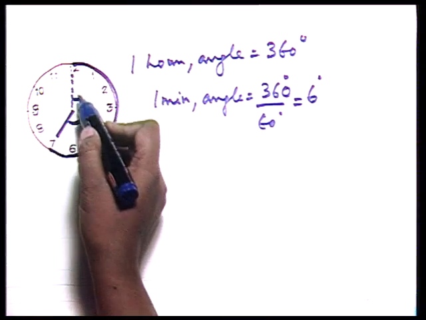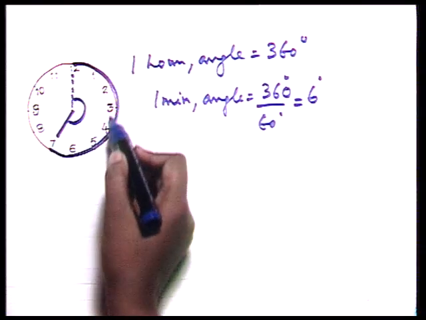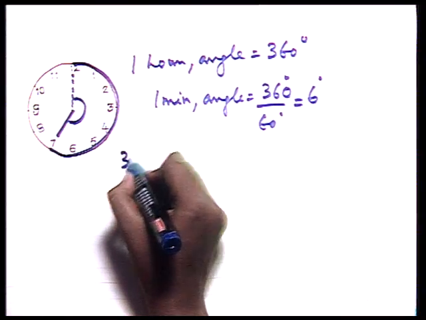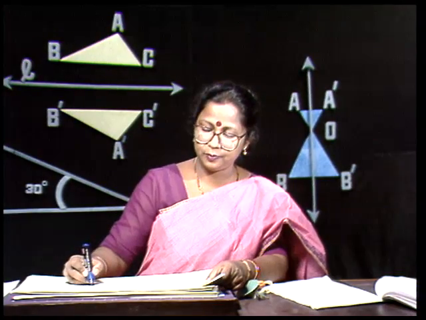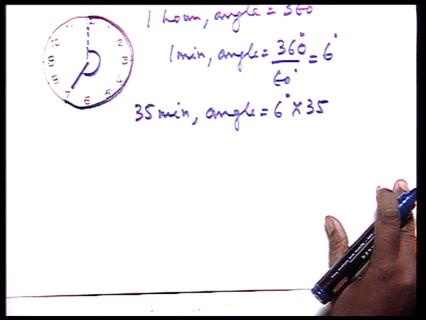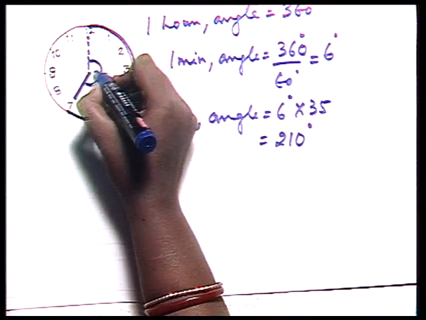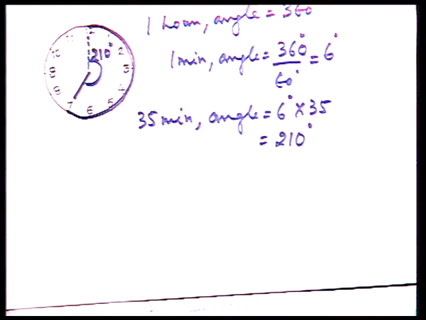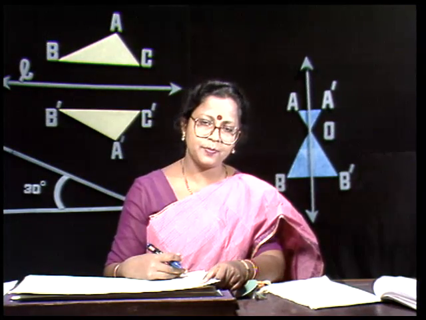So, how much angle will be made at the center of the circle if this minute hand moves from 12 to 7? That means it moves for 35 minutes. So, in 35 minutes the angle made by this minute hand will be equal to 6 degree, that is angle made in 1 minute, multiplied by 35, and we get that is equal to 210 degree. So, this minute hand is making an angle of 210 degree at the center of the circle, and now the problem becomes easy. You have to find out the area swept by the minute hand.